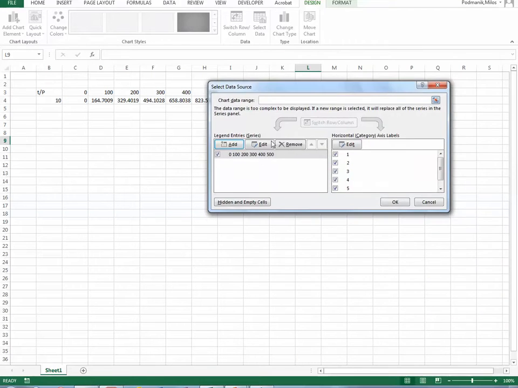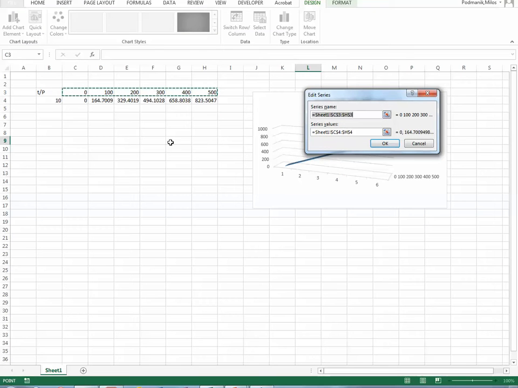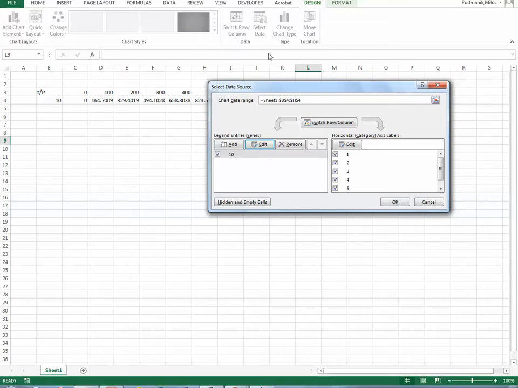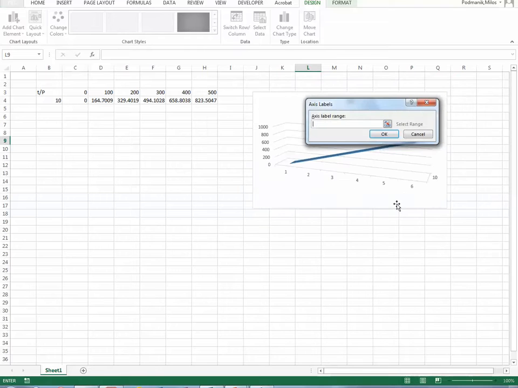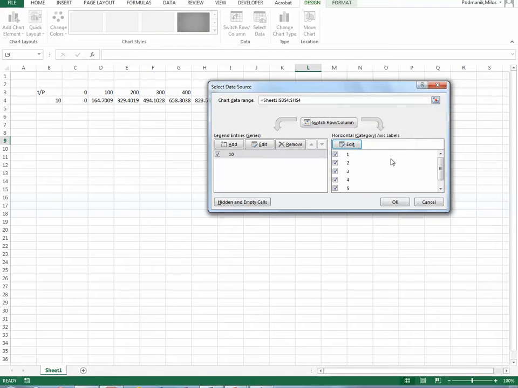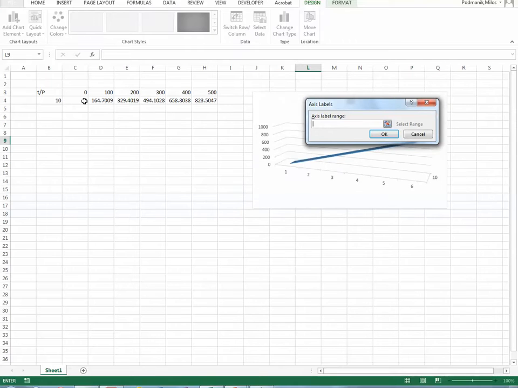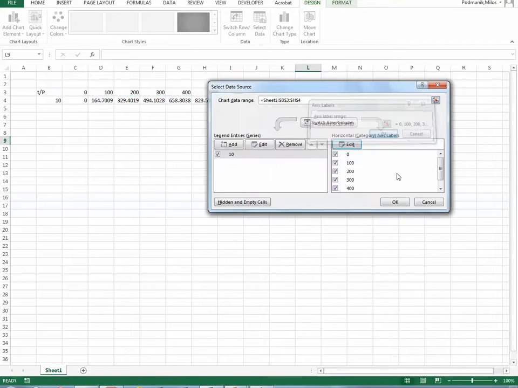That didn't do what I wanted, so I'm going to need to edit that, and that's actually for this value here. I want to edit the X values. I don't want the X values to be 1, 2, 3, 4, 5. I want them to be 0, 100, 200, 300, 400. So I'll go ahead and select those. The axis label range is right there. And now, oh, there it is. Great, so that looks good.